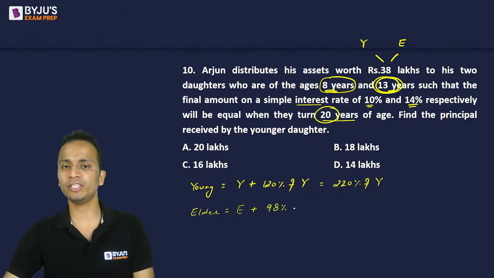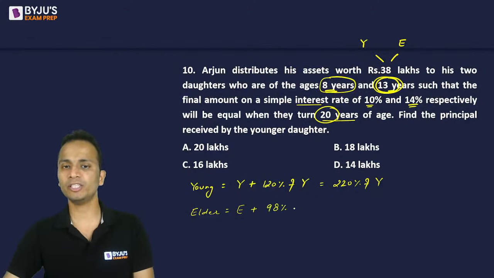Now the share of the younger daughter from that will be equal to 9 upon 19 multiplied by 38 lakhs, and that will come out to be 18 lakhs, and the share of the elder daughter will be the remaining value, that is 20 lakhs. Okay, so now what do I have to find?